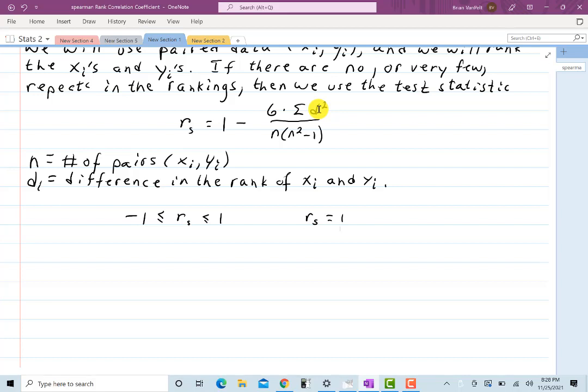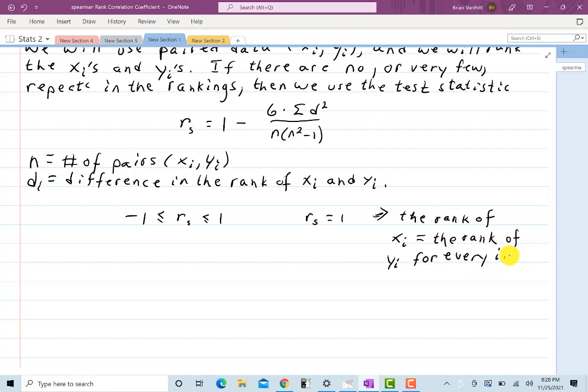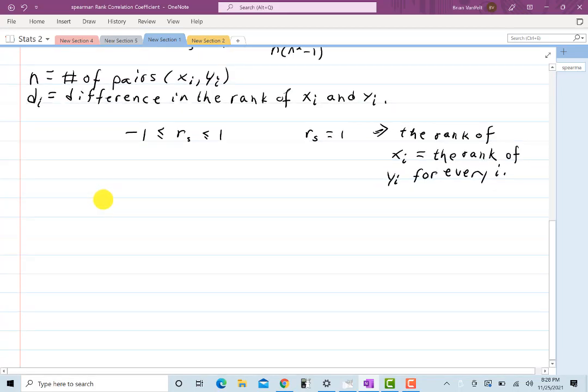So if you have r sub s equals 1, this tells us that the rank of x sub I equals the rank of y sub I for every possible I. What that means is there's no differences. The ranks are identical for xi and yi.